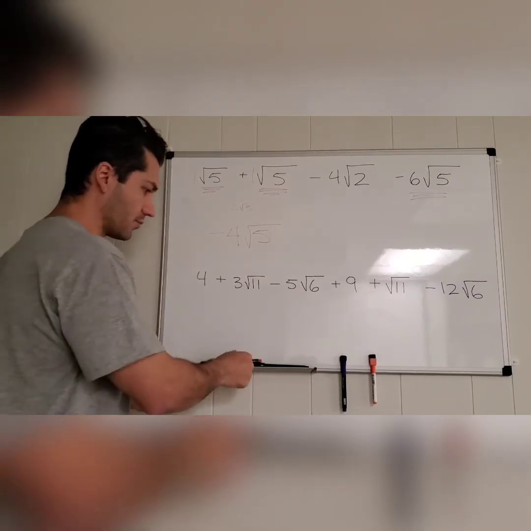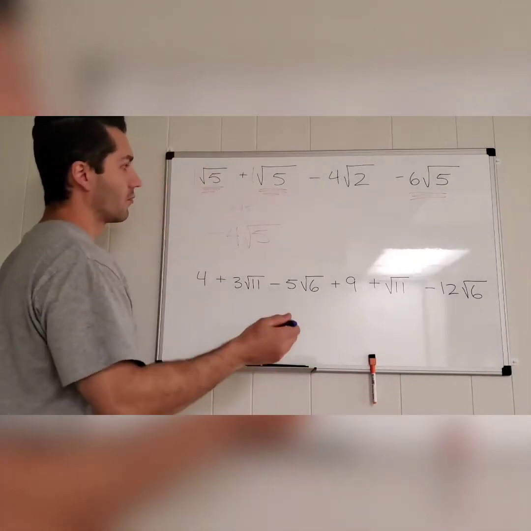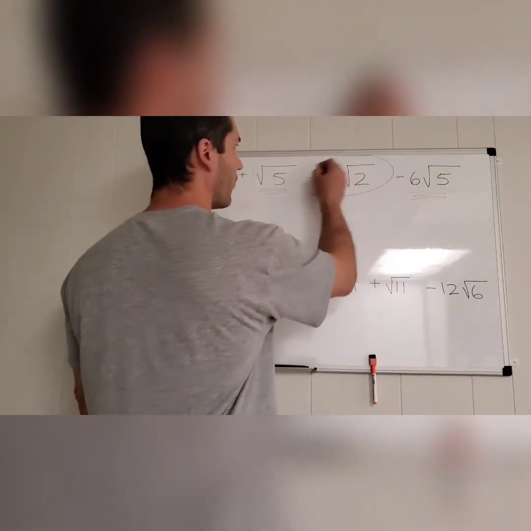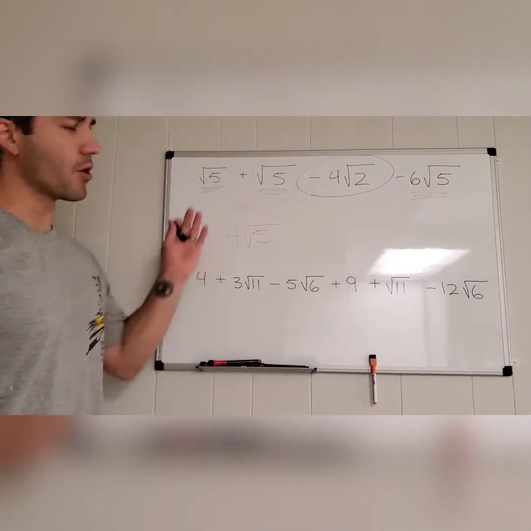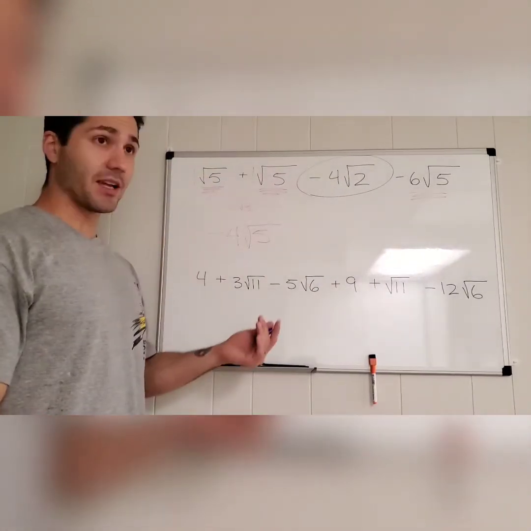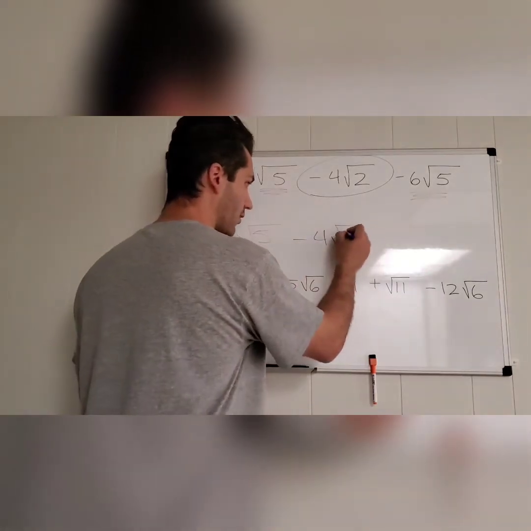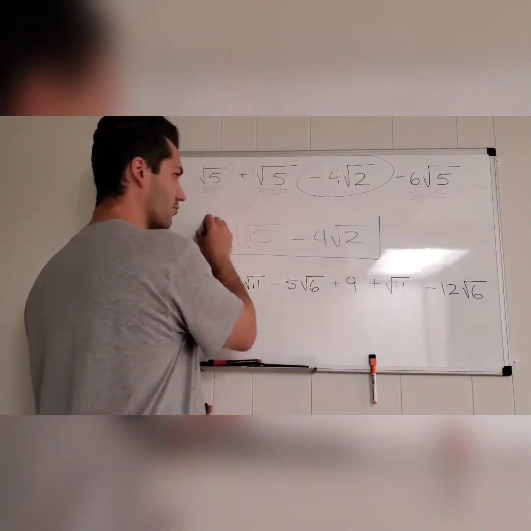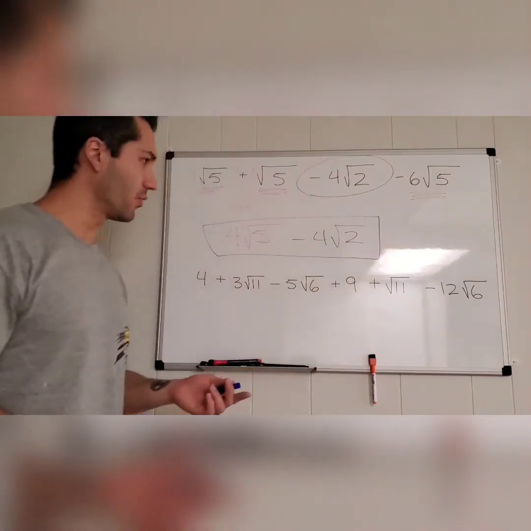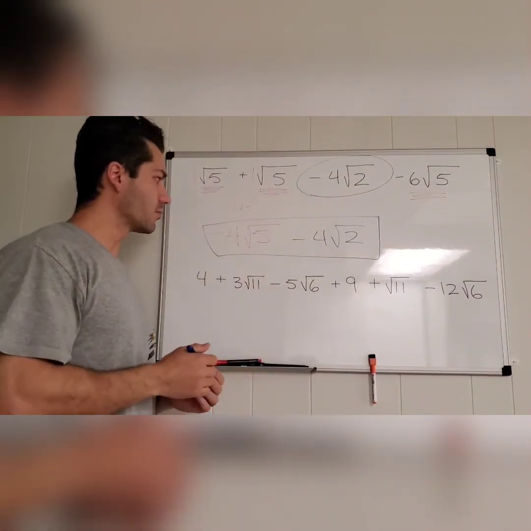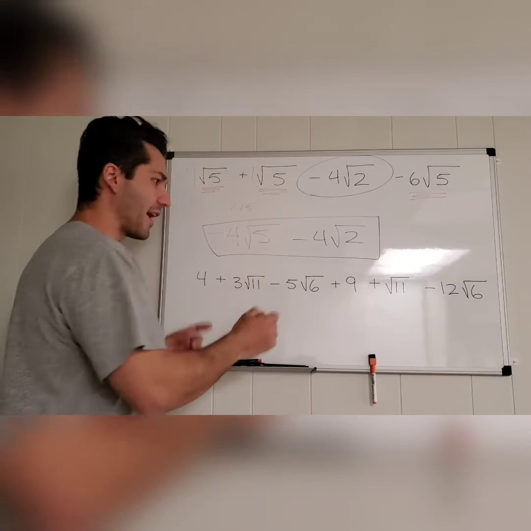We keep going. Oh, it's got this minus 4 radical 2. I got nothing else for it. There's no other like terms. And that's not a problem. You just bring it along. Minus 4 radical 2. This is your answer. It's a little multicolored. That's a beautiful thing. But that's it. Alright?